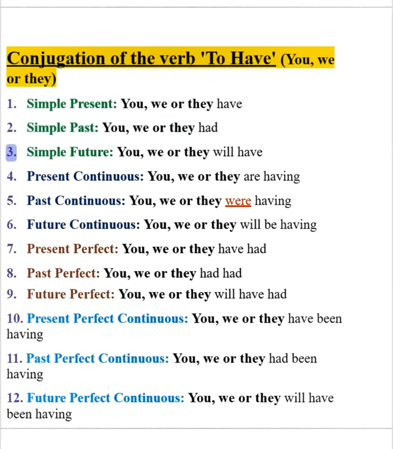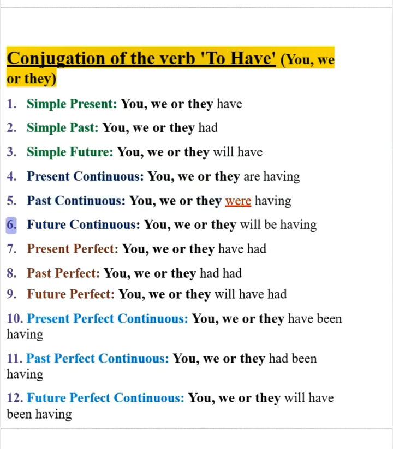3. Simple future, you, we or they will have. 4. Present continuous, you, we or they are having. 5. Past continuous, you, we or they were having.